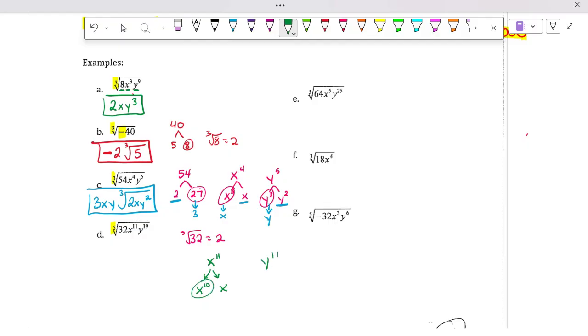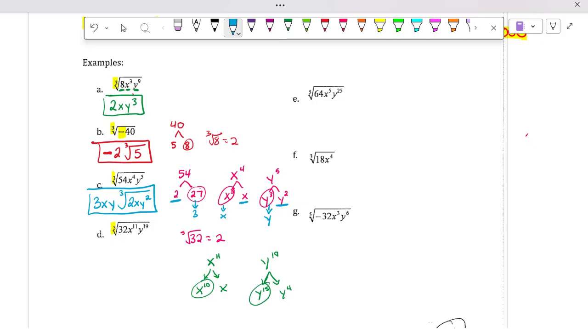Y to the 19th, same thing. We just need to find the number that's the closest to 19 that is divisible by 5. It has to be lower than 19. So you may be thinking 20, that doesn't work. You would have to use 15. So y to the 15th, and you have 4 y's left over.